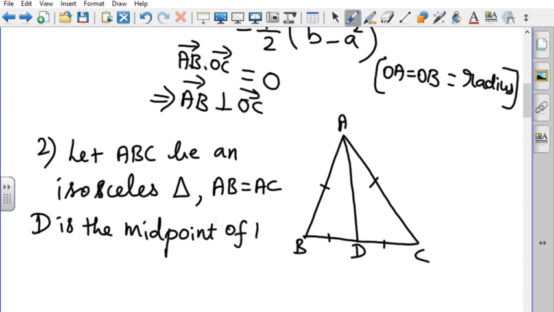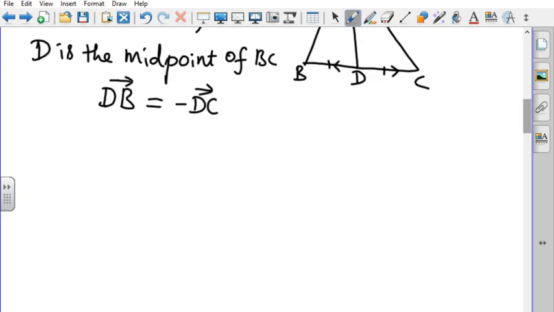D is the midpoint of BC means we can say that DB vector is equal to minus DC vector, because here we are having this arrow and here we are having this arrow. So DB vector is equal to minus DC vector. Now it is given that AB is equal to AC, isn't it?